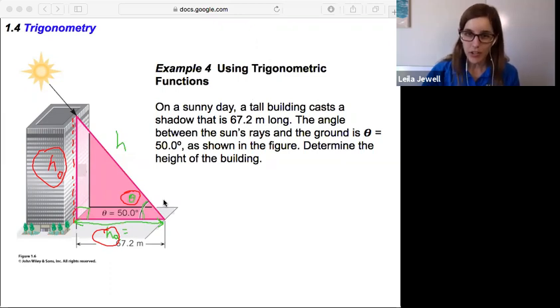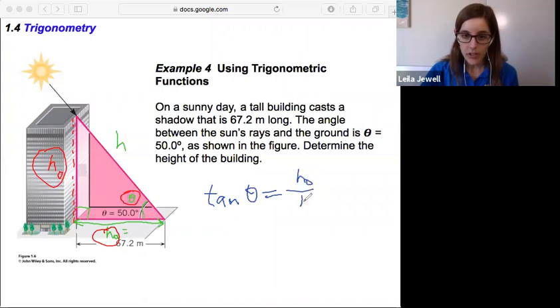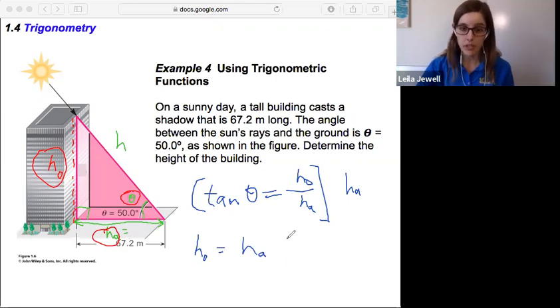Think for a moment about which trig function it is. It is tangent if you said that. So tangent of theta is equal to the opposite over the adjacent. And here we're solving for the opposite, so what I'm going to do is multiply both sides by the adjacent side. So that means that my final equation will be that H sub O is equal to the adjacent side, HA, which is 67.2 meters, times tangent of theta, where the angle theta is 50 degrees.